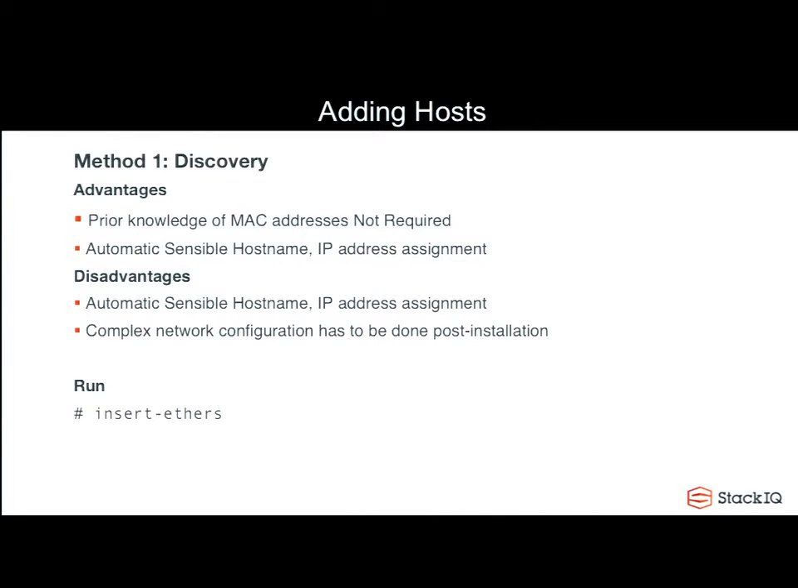The advantages are that you do not need to know about the MAC addresses on your backend nodes before you do it. It gives you automatic and sensible host name and IP address assignment. When you add a host, it looks at the subnet that the front end is in, calculates the greatest one available, assigns that to it, and assigns it an automatic host name based on the appliance. So if you're installing a backend appliance, it's going to call it backend-0-0, the 0th rack with the bottommost, the first one you install. So it does a lot of these automatic host name and IP address assignments.